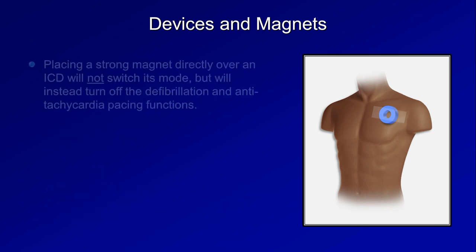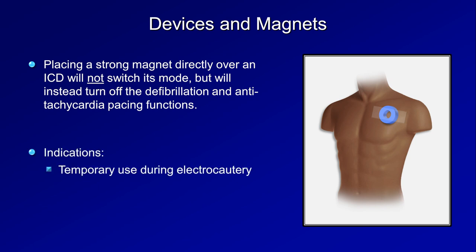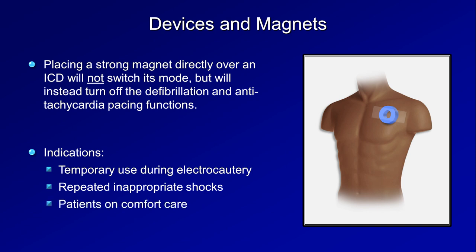Notably, however, placing the same magnet directly over an ICD will not switch its mode, but will instead turn off the defibrillation and anti-tachycardia pacing functions. Indications for this include electrocautery again, repeated inappropriate shocks, or to prevent a shock from being delivered to a patient on comfort care. But use of the magnet in these last two indications should be followed by a stat EP consult for either adjusting the defibrillation settings or permanently turning it off.